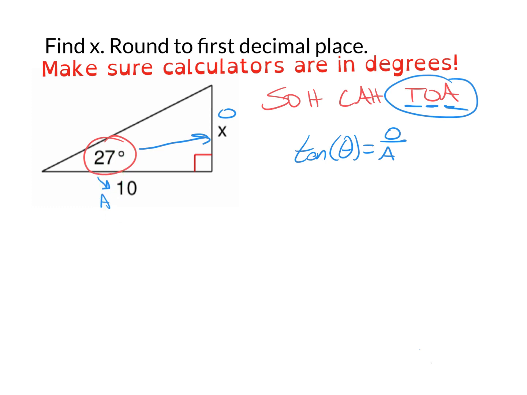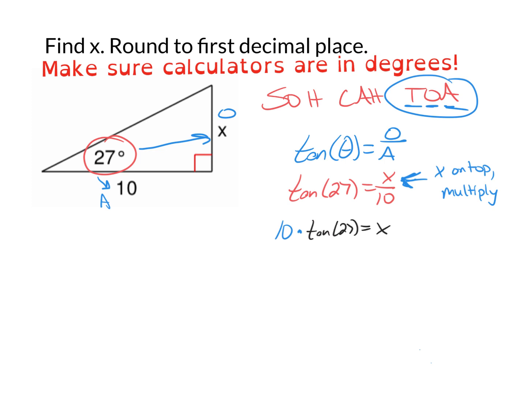So I'm going to plug it in. Tan of 27 equals the opposite, which is x, over the adjacent, which is 10. Now I just need to solve for x. And the trick here is, when you set this up, if x is on top, we're going to multiply. So in order to get x by itself, I'm going to multiply by that 10. So I'm going to do 10 times tan 27, and it's equal to x.